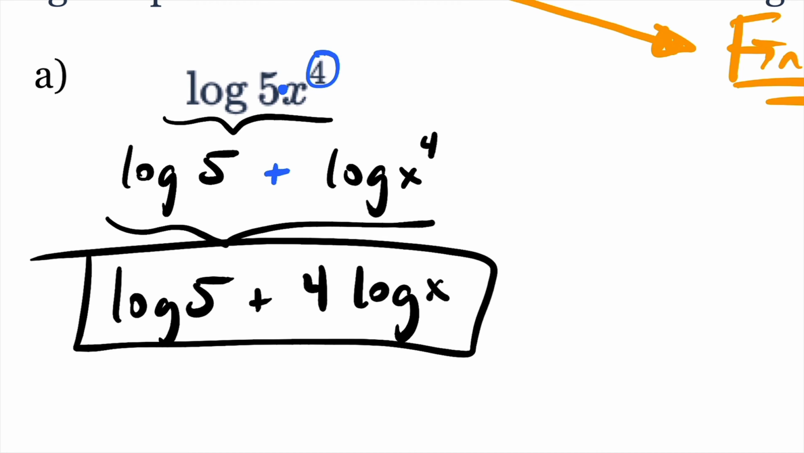The x to the 4th power wasn't with the 5. I know I'll see this tomorrow. I'll have some people put the 4 over here too. And they're like, "What? Delta Math said I did something wrong." Yeah, because the 4 is not with the 5. It's only with the x. Okay.